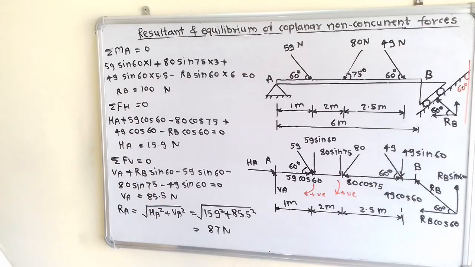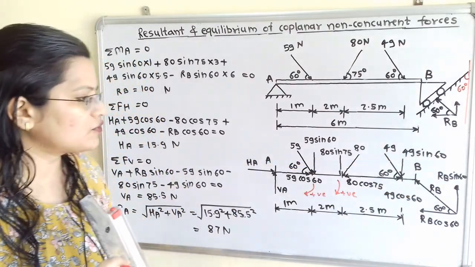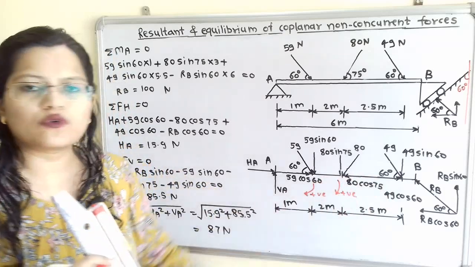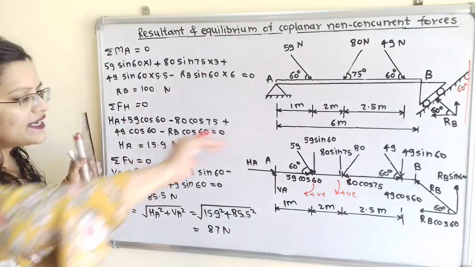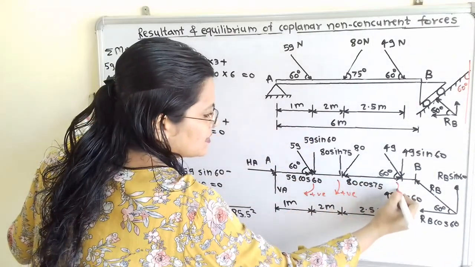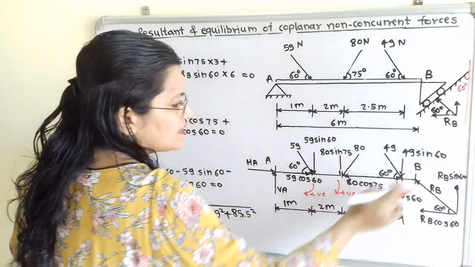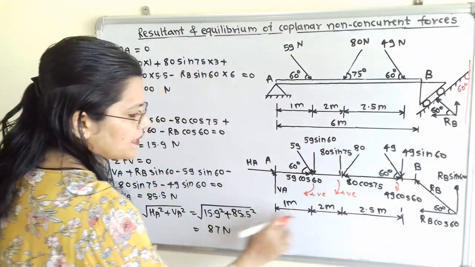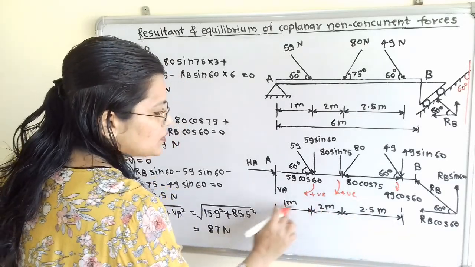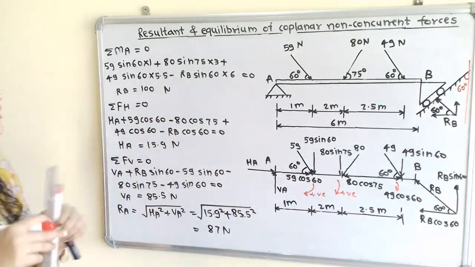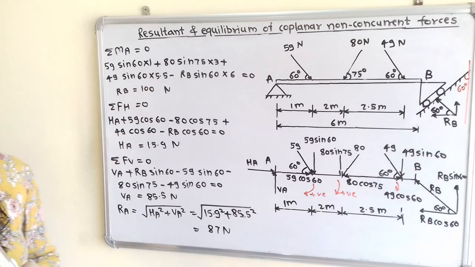Now we will move to the next, 49 sin 60. This horizontal component we are not going to consider. Again it is in the same direction, that is clockwise, so take positive sign. So plus 49 sin 60 multiplied by the perpendicular distance. So 2 plus 1 plus 2.5, that is equal to 5.5.